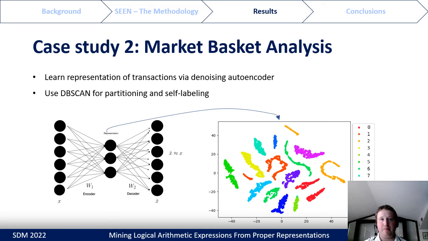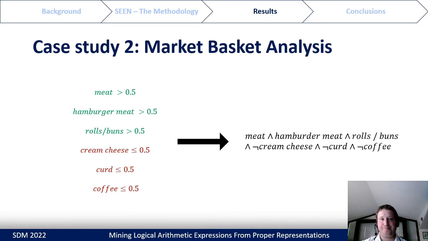The second experiment uses a database that contains purchase orders from grocery stores. For the purpose of representation learning, I use the denoising autoencoder, which is an unsupervised method for learning data representations. Then I use the DBSCAN algorithm for partitioning the learned representation space. An example pattern generated by SIN is the following.